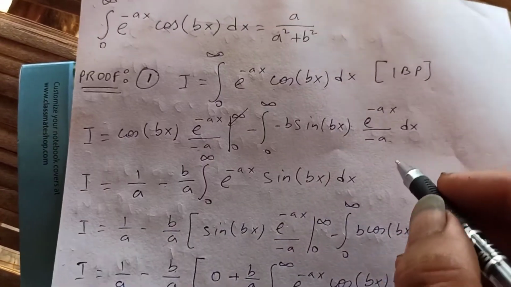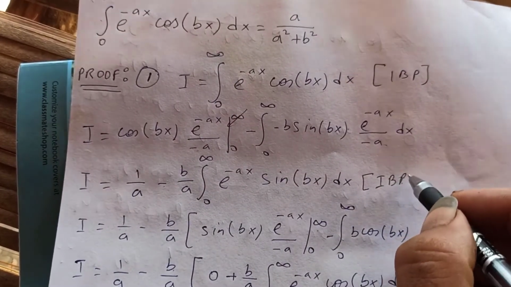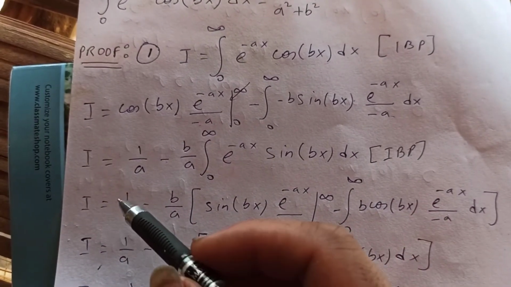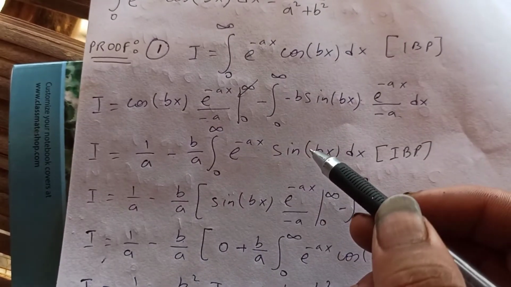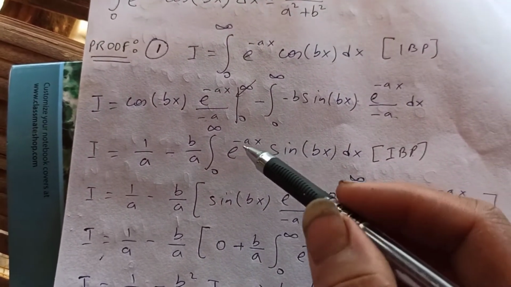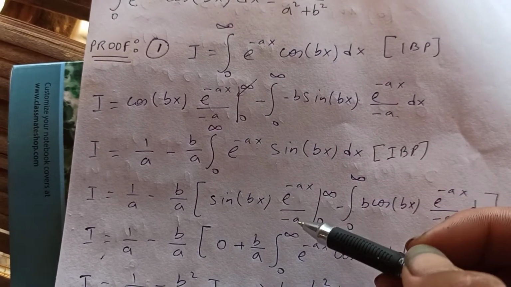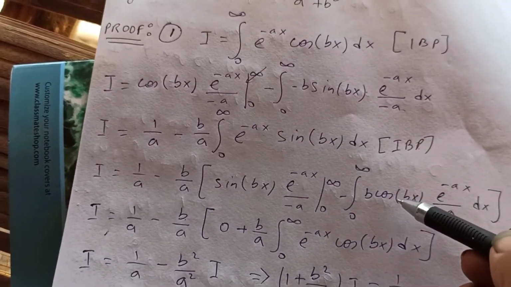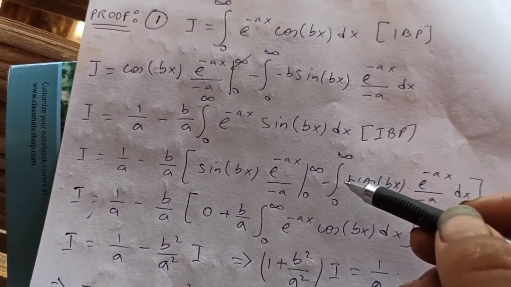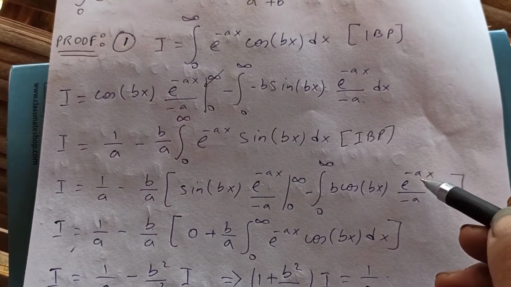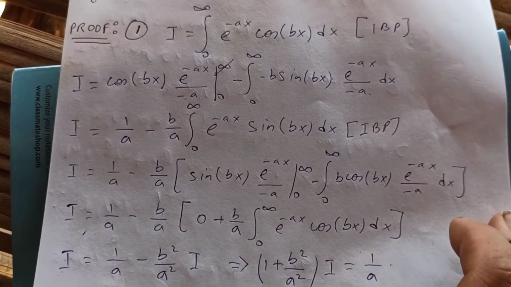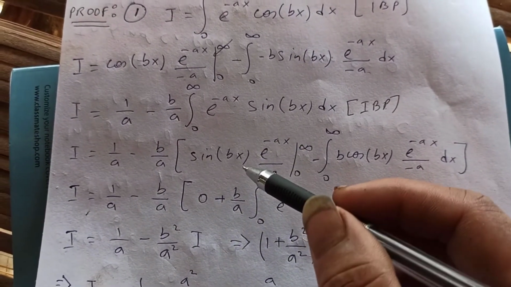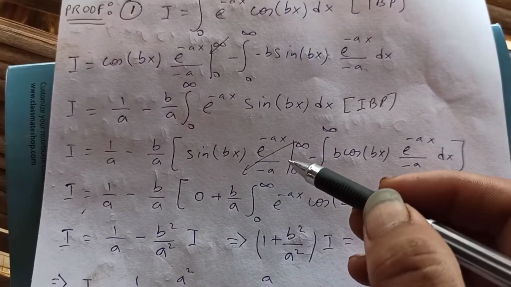Now let us use integration by parts again for this part. So our integral I is 1 over a minus b by a times: the first function sine bx, integration of the second function e to the negative ax upon negative a, from 0 to infinity, minus the integral from 0 to infinity of cos bx times b, times e to the negative ax upon negative a dx. If you put infinity here, this will be 0, and if you put 0, sine 0 is 0, meaning this whole term will be 0.